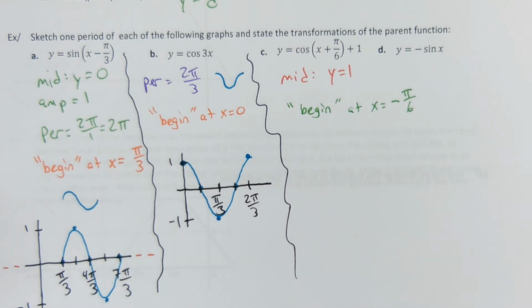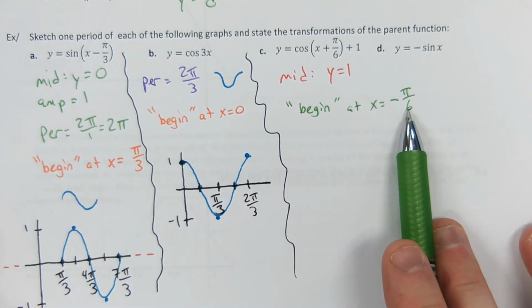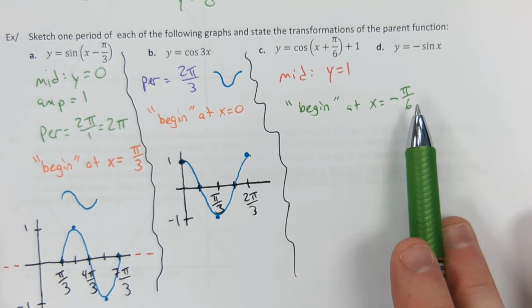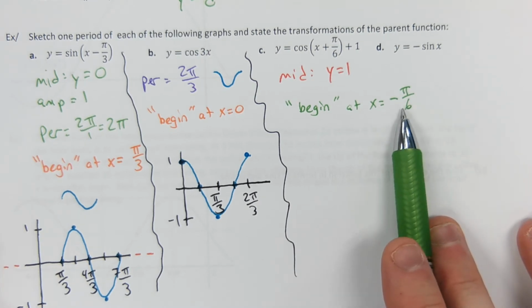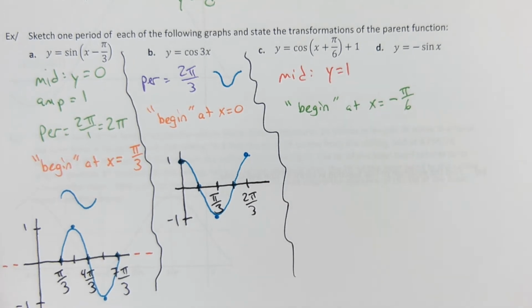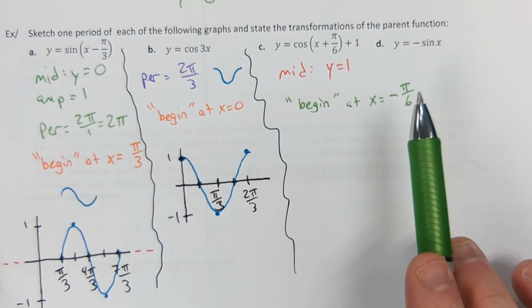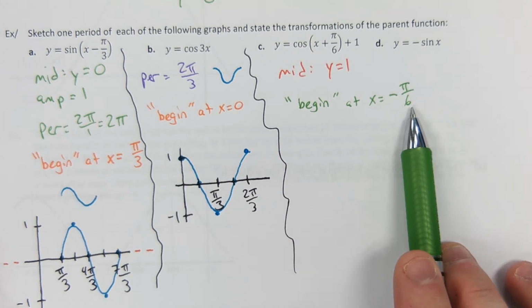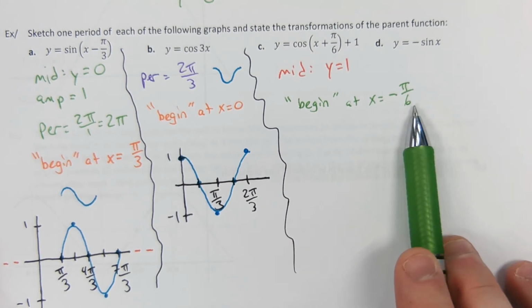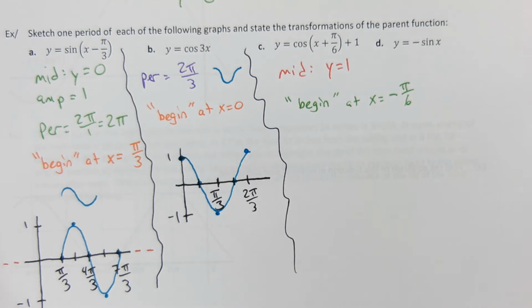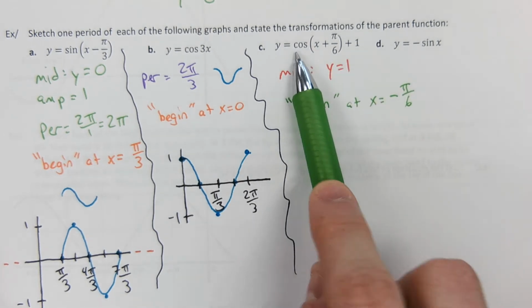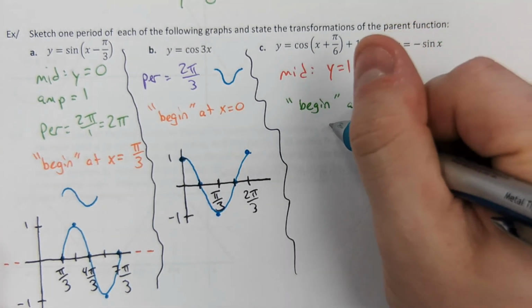Period length is 2 pi. So if I begin at negative pi over 6, I'm going to have to end 2 pi away from that. Remember, 2 pi is 12 pi over 6. So if we begin at negative 1 pi over 6, we're going to end at 11 pi over 6. So we have to add 2 pi, which is 12 pi over 6. And it is a positive cosine wave, which means it looks like this.